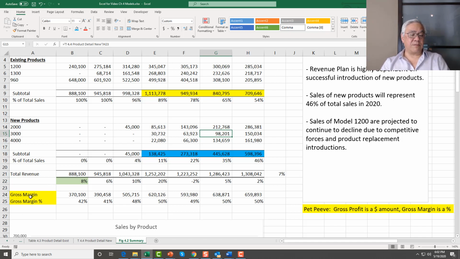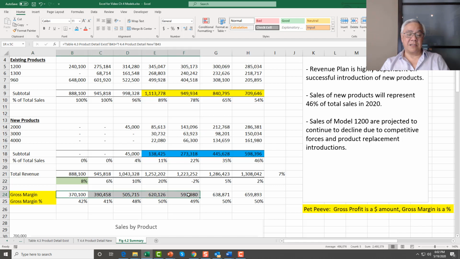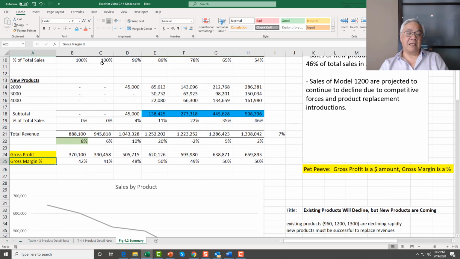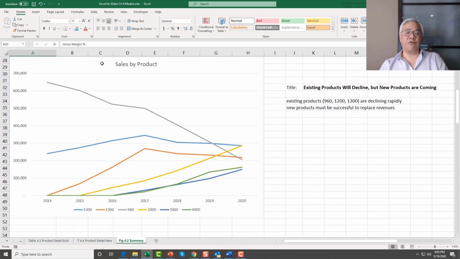So here we have gross margin, first in dollars. So I would say this should actually be gross profit. I'm going to make this change while you're watching. So this really should be profit. Now it makes sense. Gross profits are dollars, gross margins are percent. All right. So then we can explain some of these through graphs.